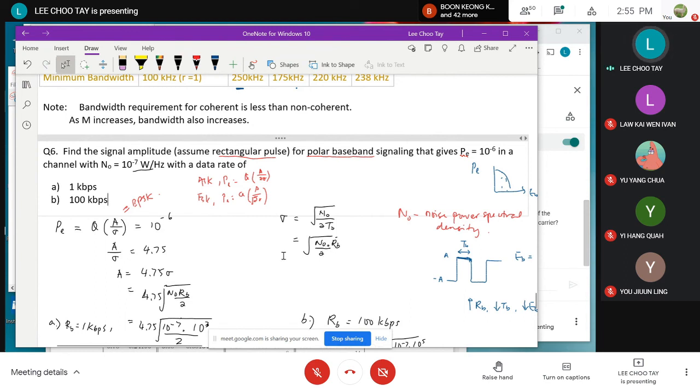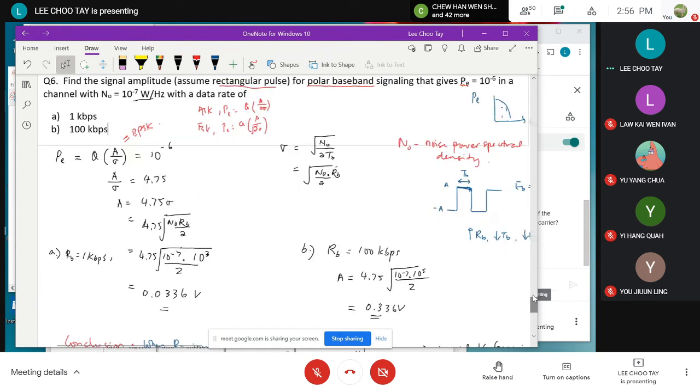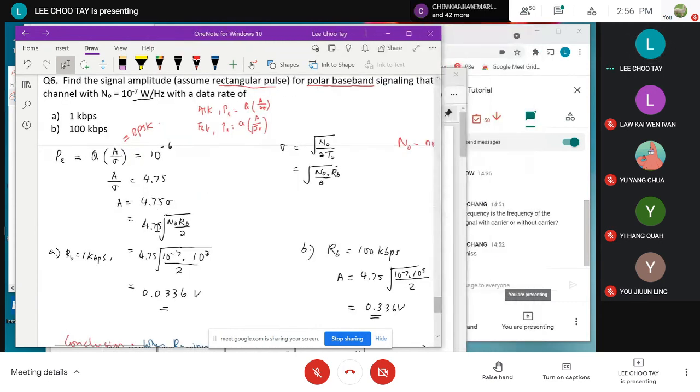Therefore your sigma is the root of N naught RB over 2, because we know our bit rate, 1 kilobit per second. Putting the numbers in, your A must be 0.0336 volt. That's your signal amplitude, 33.6 millivolts.